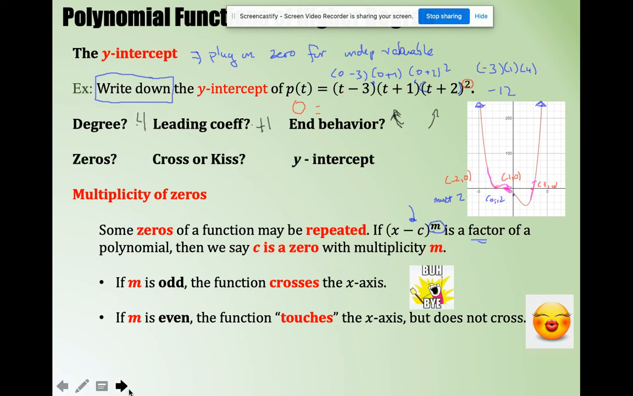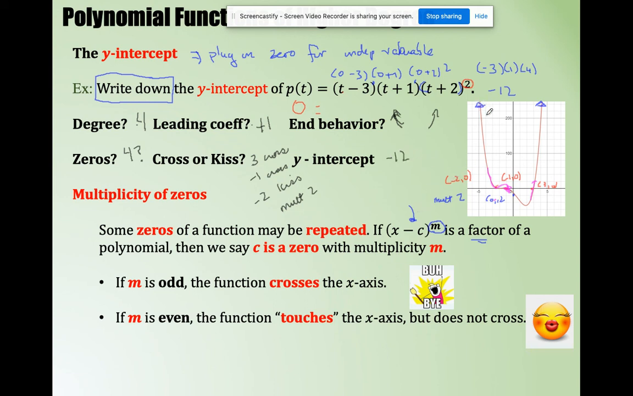How about the zeros? Either I have to factor it or, thank goodness, this was given to me in factored form. I'm looking for 4 possible zeros. And in factored form, I got 4 zeros, right? 3, -1, and -2 twice. Cross or kiss? 3 was a cross. -1 was a cross. But -2 was a kiss because it was multiplicity 2. Y-intercept, I just plugged in 0 for t, and I got -12.